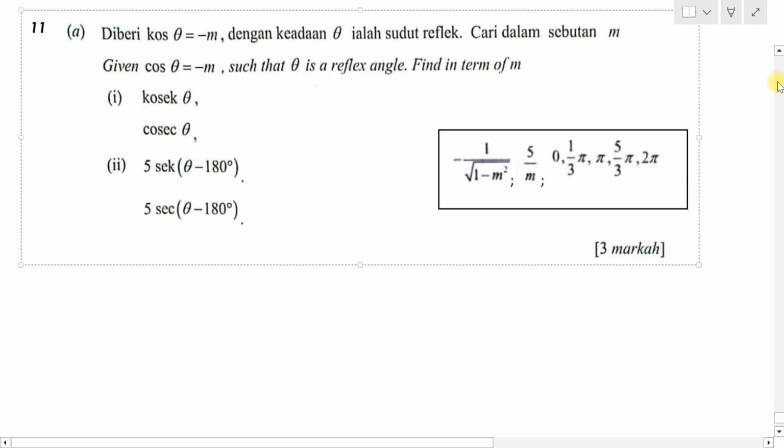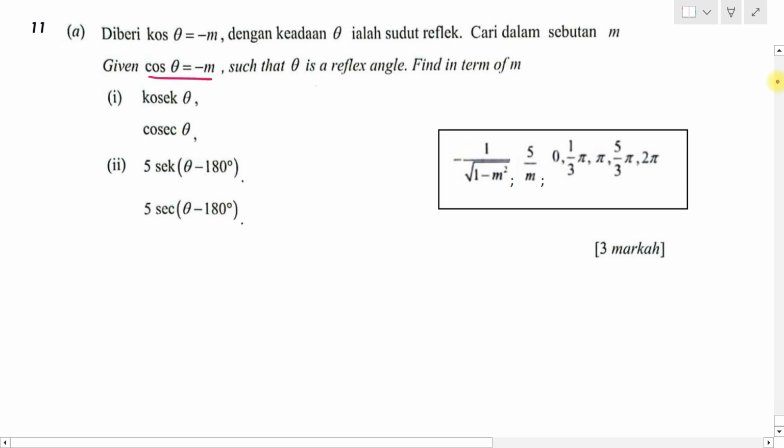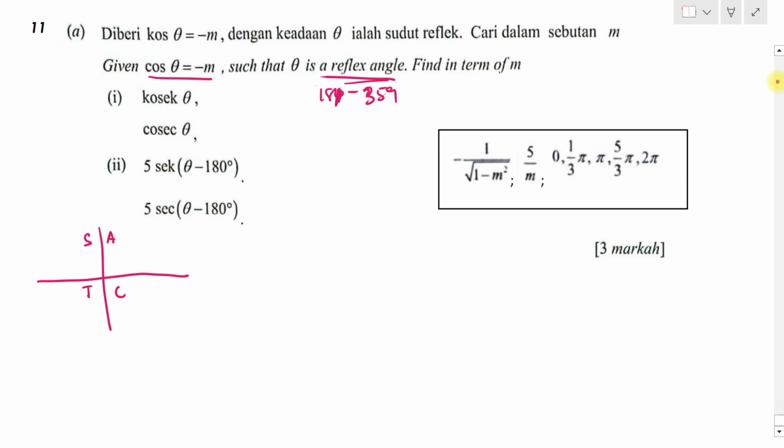Okay, question 11. What do they tell you? Given cos theta is equal to negative m, and it is a reflex angle. Reflex angle means more than 180, from 181 until 359. 360 is a full circle, right? So for a reflex angle, it can be in the third quadrant or the fourth quadrant. But you must make sure the cos is negative, so it must be the third quadrant.